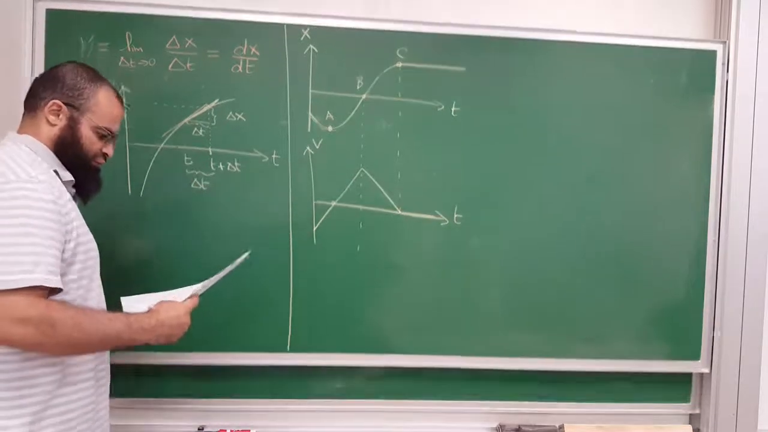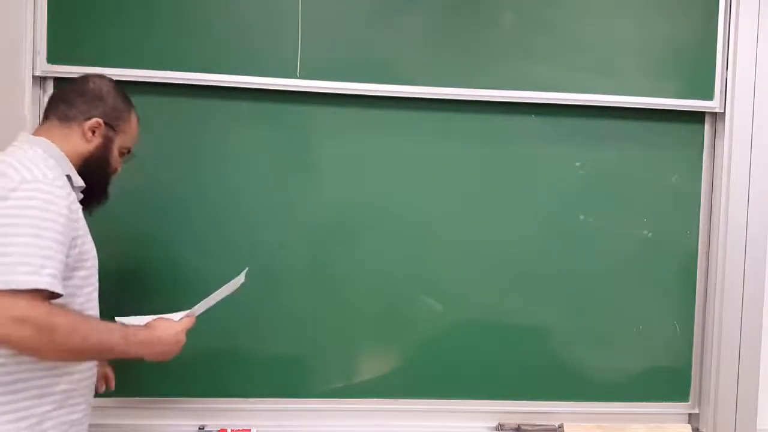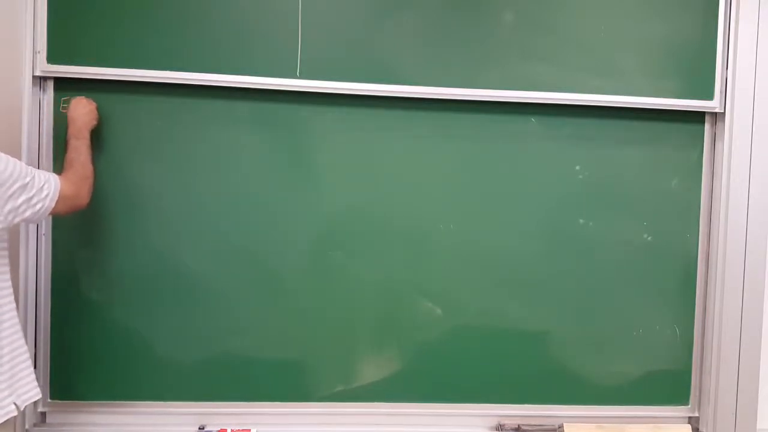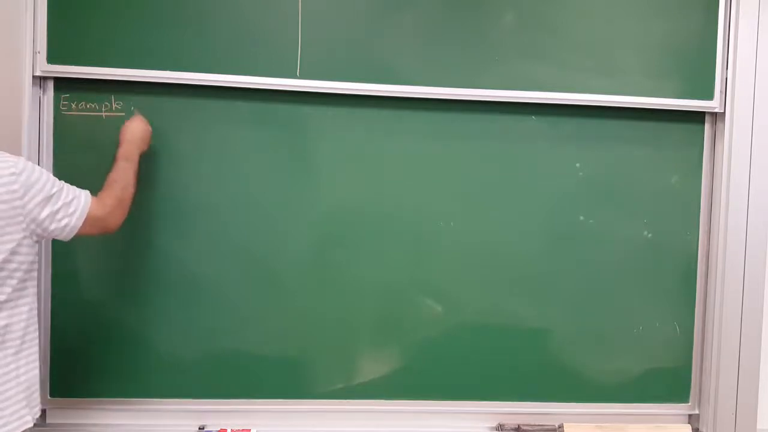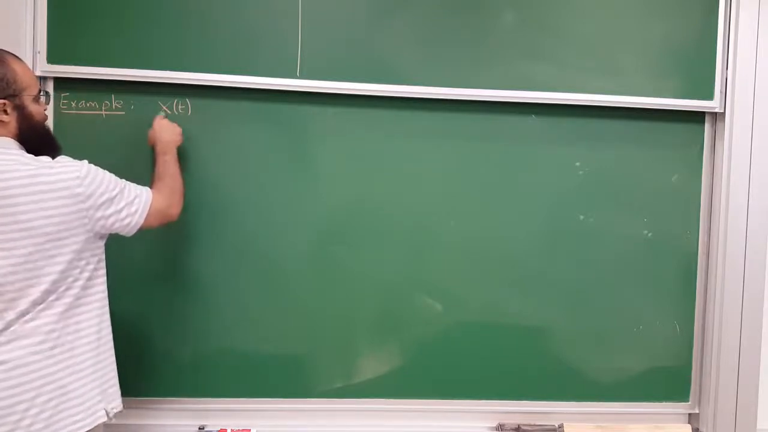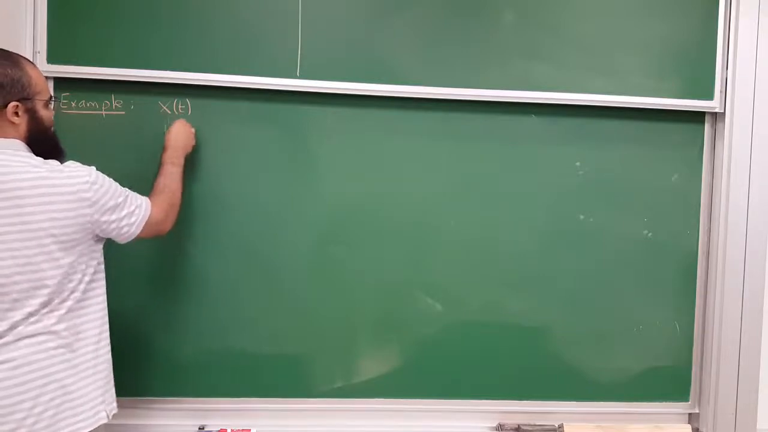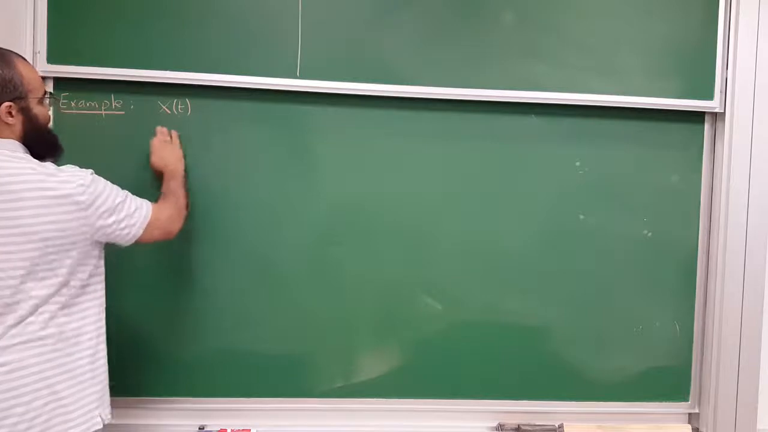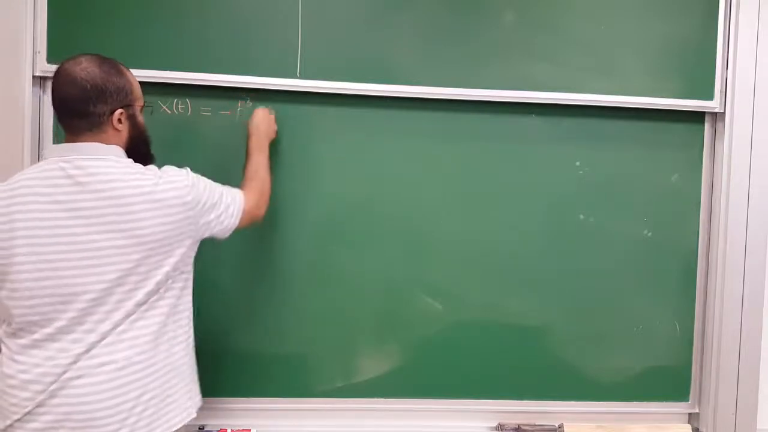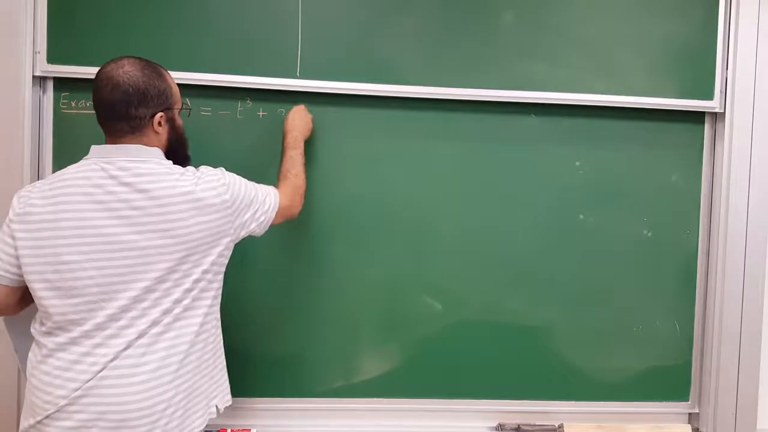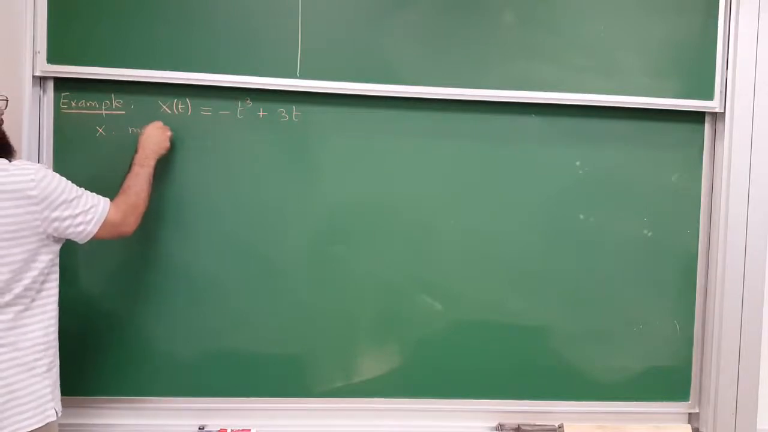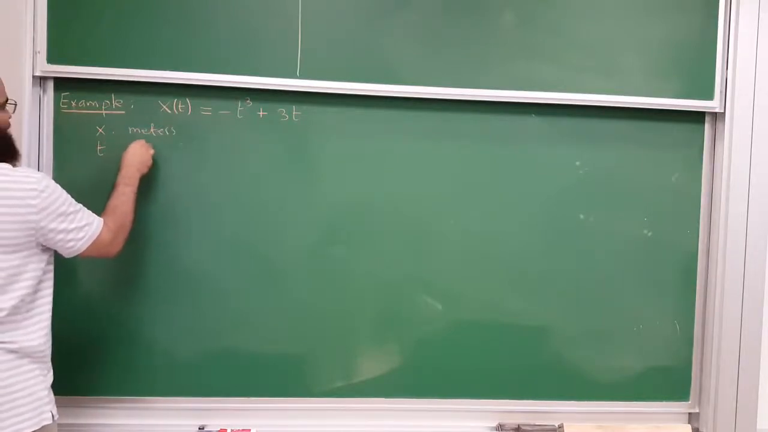Let's take an example here. I give you the position versus time. So x is a function of time. This is not x times time. This is position as a function of time. It's just like how you write in calculus f of x, a function of x. This position as a function of time is equal to minus t cubed plus 3t. And of course, x is in meters. Position is measured in meters. And t is in seconds.